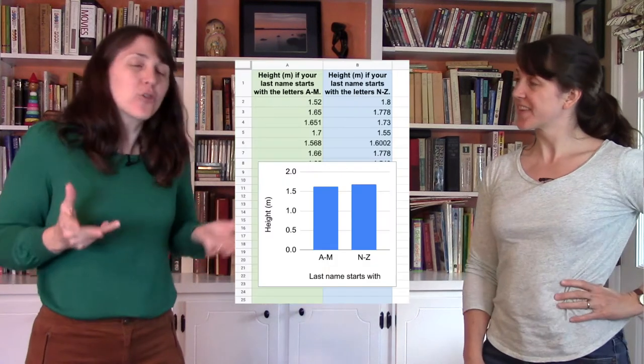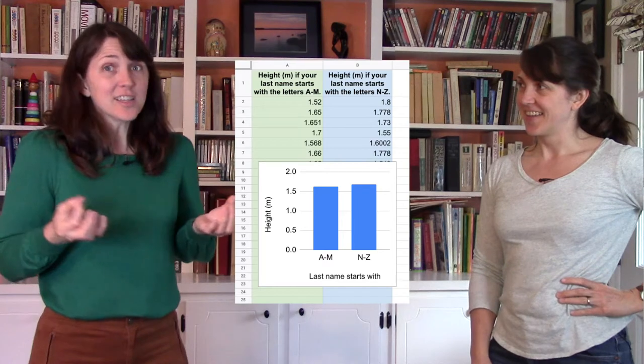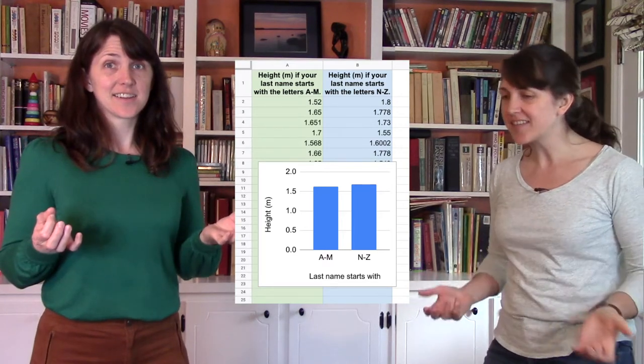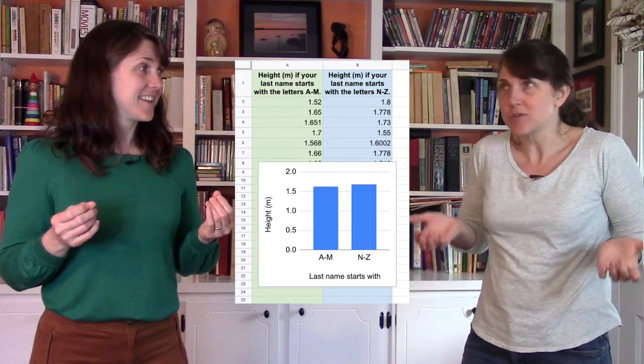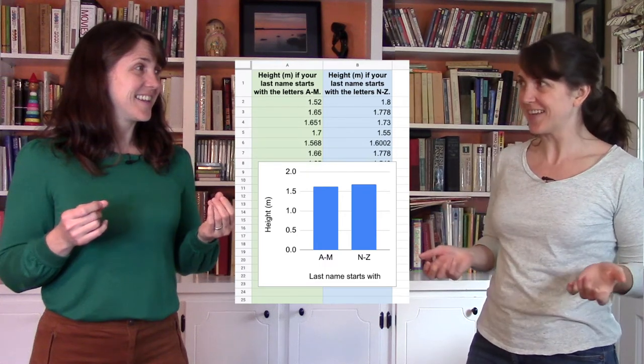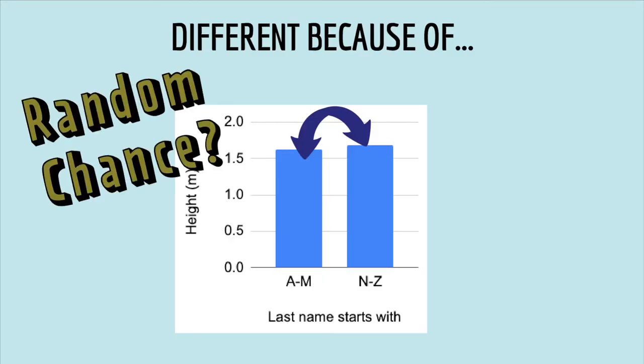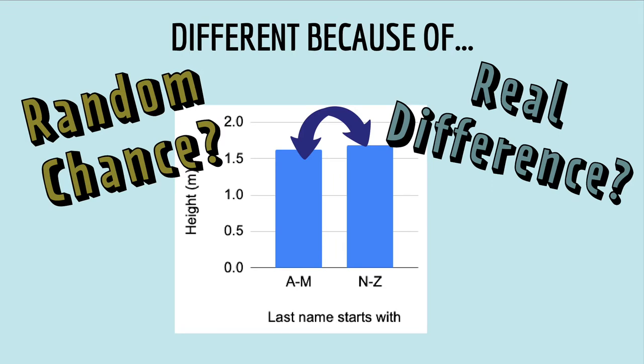Well, what did the data look like when you had more people? Okay, so when I looked at more data, the difference between the groups got smaller, but it was still a difference. But I mean, still, maybe you just had some tall people in the N to Z category just by chance. That's possible, right? Exactly. That's what p-values help us do. They help us tell the difference between random chance and a real difference between the groups.